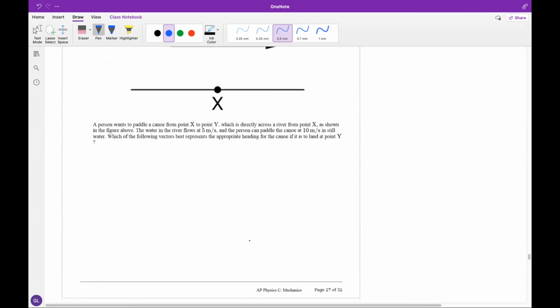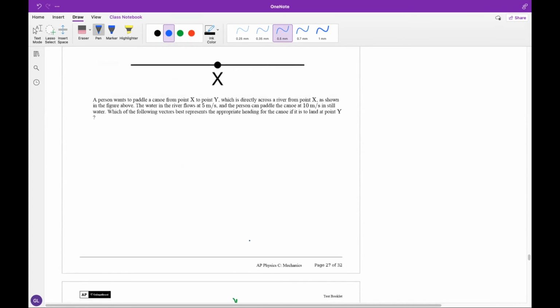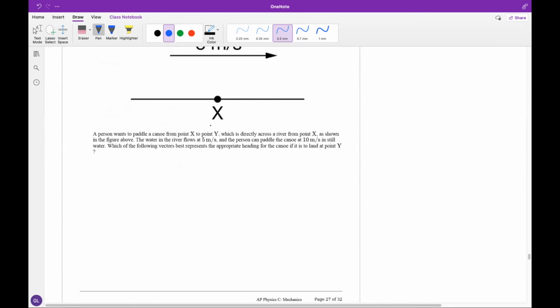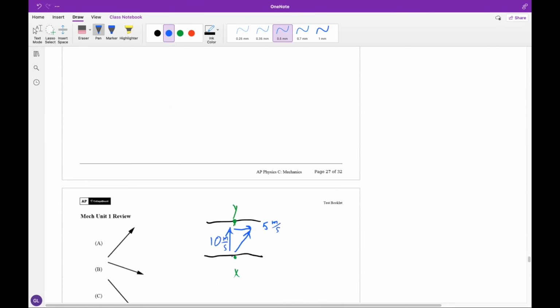Now let's see here if they want us to change anything. So which of the following vectors best represents the appropriate heading for the canoe if it is to land at point Y? So if I just do my normal heading like this, if I just paddle straight forward, the current's going to take me to a point behind point Y. So if anything, I need to row such that even though I'm going to be traveling slower overall, I'm going to travel against the current so that my horizontal component of the velocity here should actually be 5.